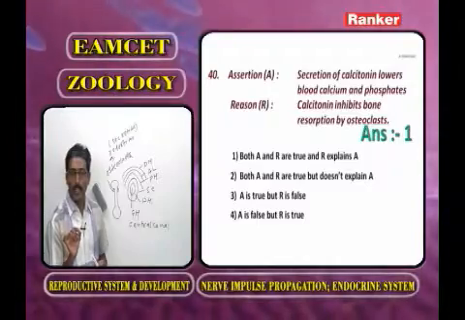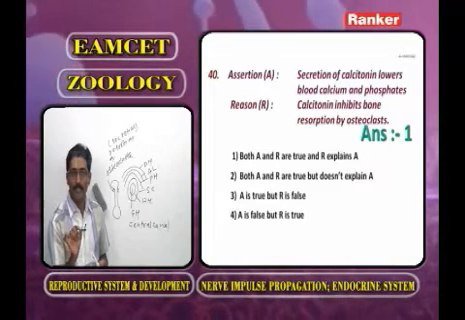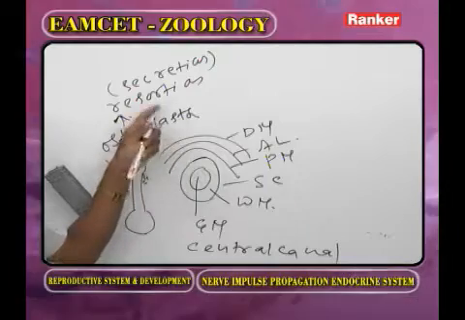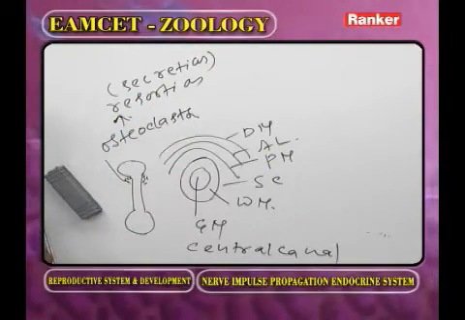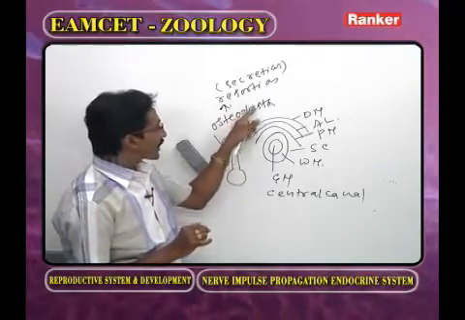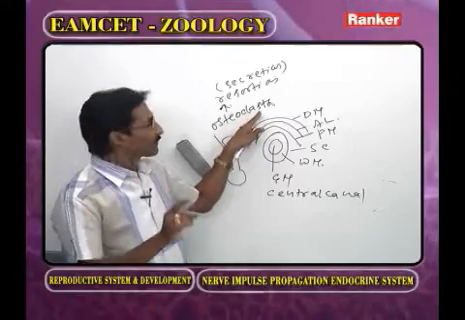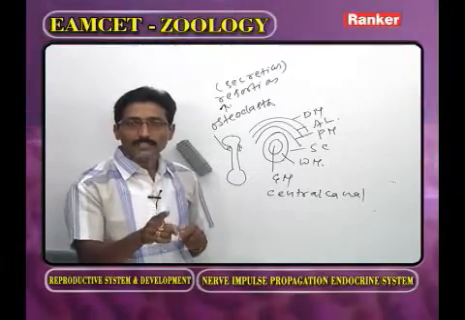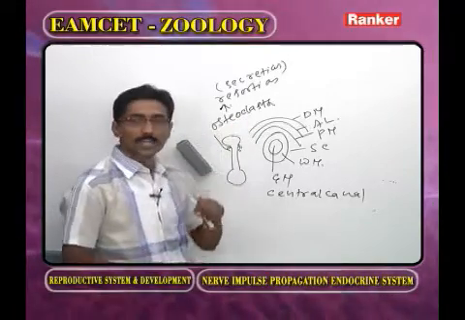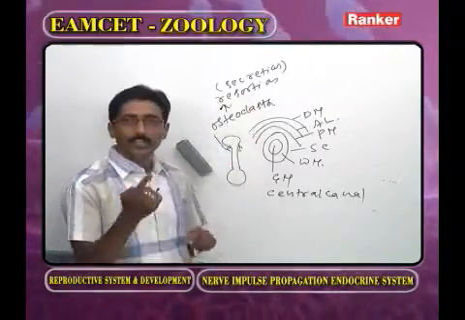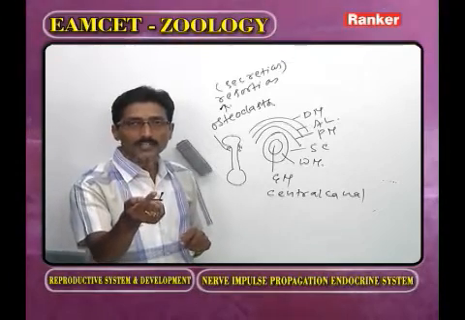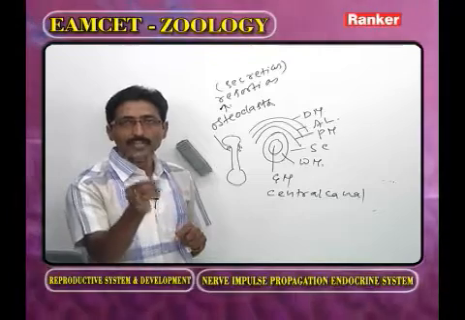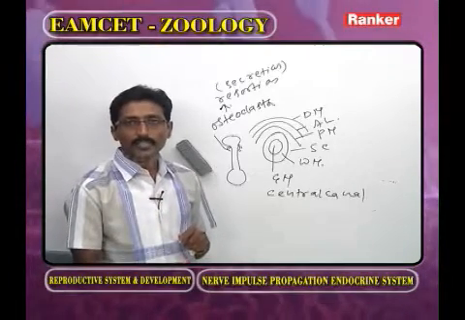The calcitonin hormone decreases calcium and phosphorus levels of blood because it stops the activity of osteoclasts. What is the function of osteoclasts? Resorption. What is meant by resorption? Secretion. So the calcitonin stops the function of osteoclasts. That means they do not perform secretion. Automatically in the blood plasma, the calcium level and phosphorus level decrease because the calcitonin stops the function of osteoclasts. Because of calcitonin, these cells do not secrete calcium and phosphorus, so in the blood plasma calcium level and phosphorus level decrease. Both are correct. R explains A.